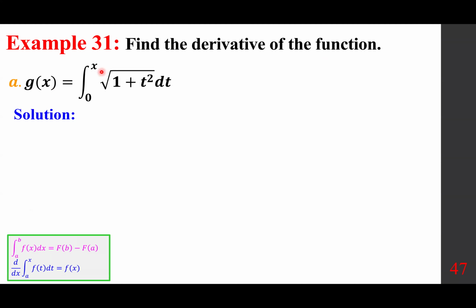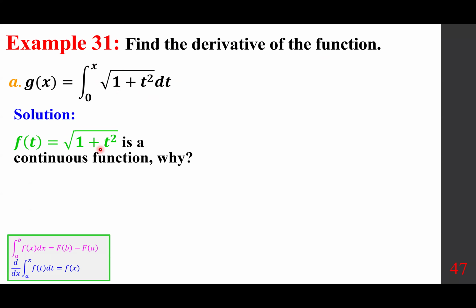Find the derivative of the function g of x, which is the integral from 0 to x of the square root of 1 plus t squared dt. We want to find the derivative of this function. f of t is the square root of 1 plus t squared, which is a continuous function. The reason why, because square root, remember, the domain is what's underneath must be larger than or equal to 0. If you remember that, here's the reason. 1 plus t squared is greater than or equal to 0, and it's all real numbers because it's 1 plus t squared. That's why. So by FTC, what is the derivative?